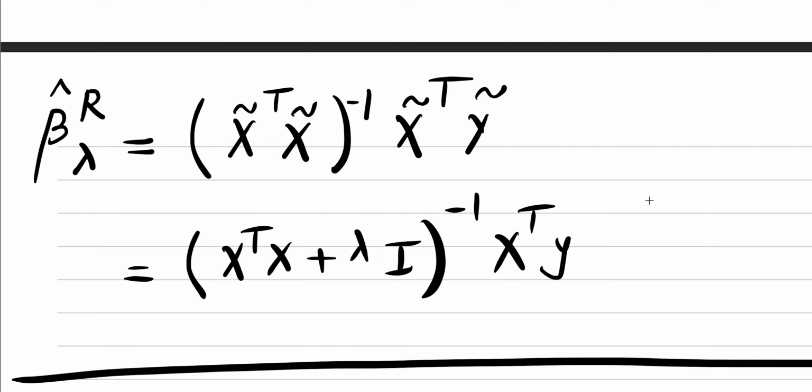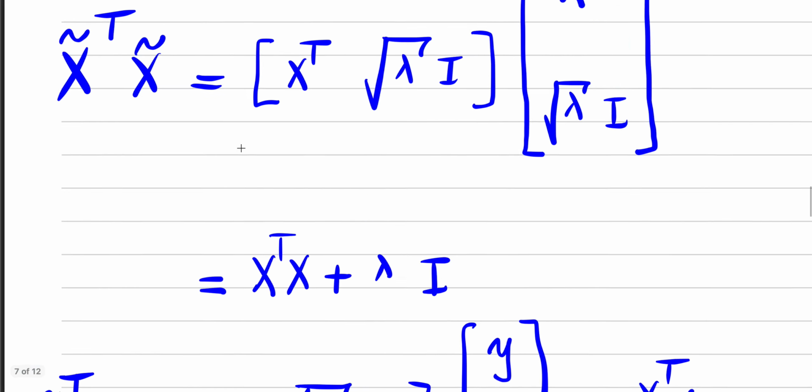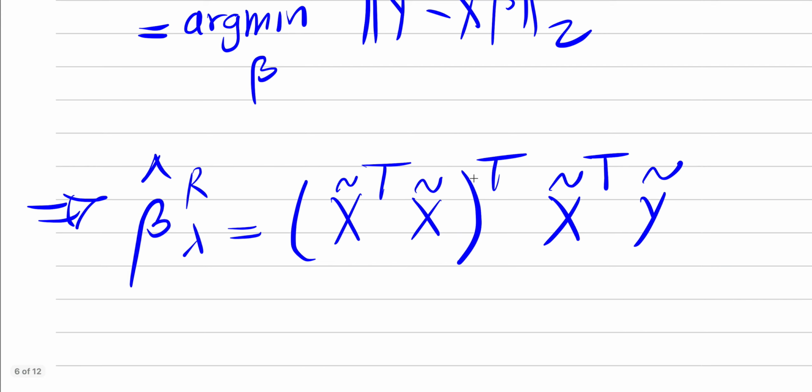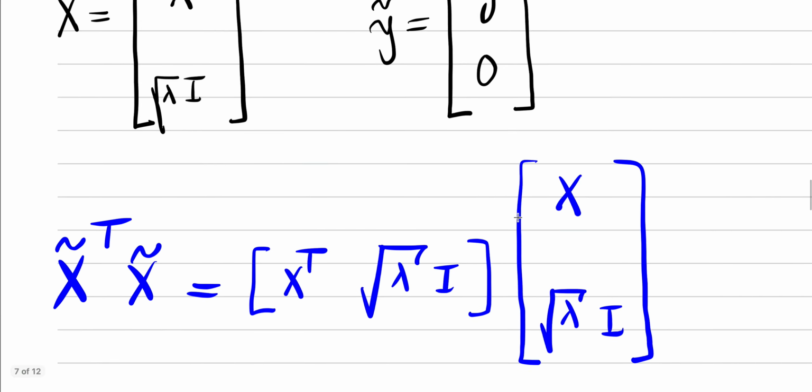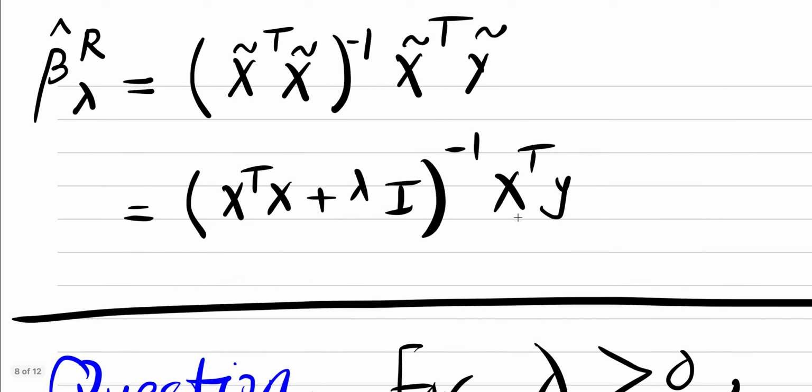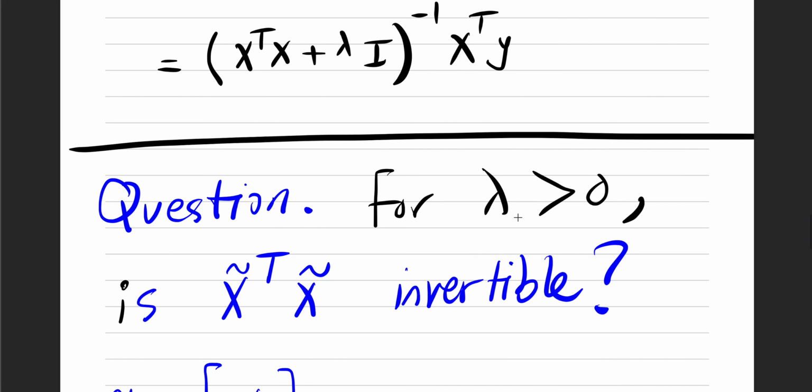A question that we should have been asking ourselves is whether X tilde transpose X tilde is invertible or not, and under what condition. Okay, this is not corrected, but it's okay. For lambda greater than 0, is X tilde transpose X tilde invertible? Yes or no? Yes.